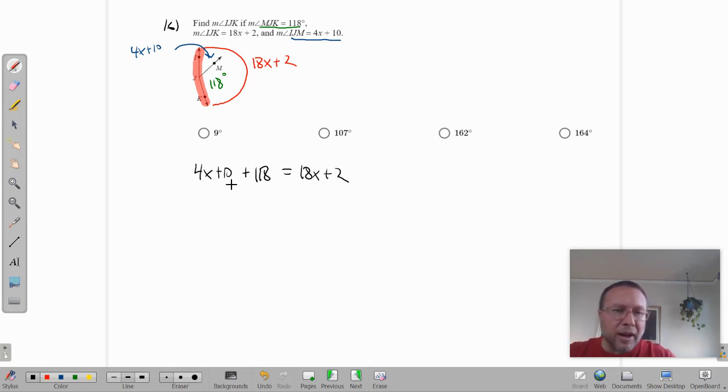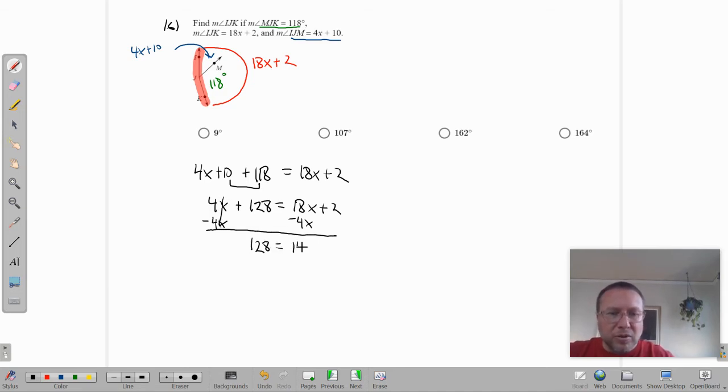All right, so let's combine some like terms here. So I'd have 4x plus 128. Now I've got x's on both sides. I need to get everybody together on the same side. Another preference, but sometimes people just move the smaller to the larger. So I'll move the 4x over with the 18. So I get 14x plus 2. I'm going to subtract 2 from both sides. 130 equals 14x. How many times does 14 go into 130?